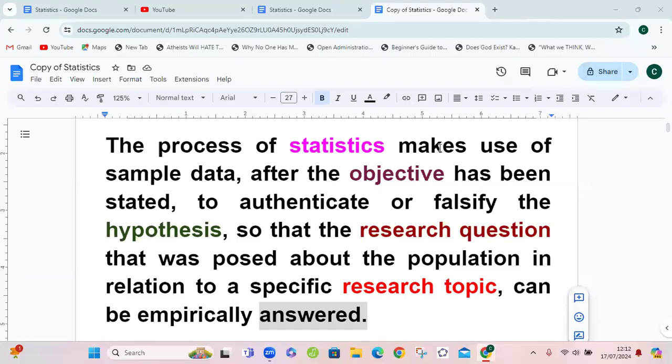So it's good to pause and reflect on that statement about statistics carefully. Let us reflect that statistics begins after the objective has been stated, because you need a research topic, you need a research question, then you have a hypothesis, and then the objective, and then statistics begins.